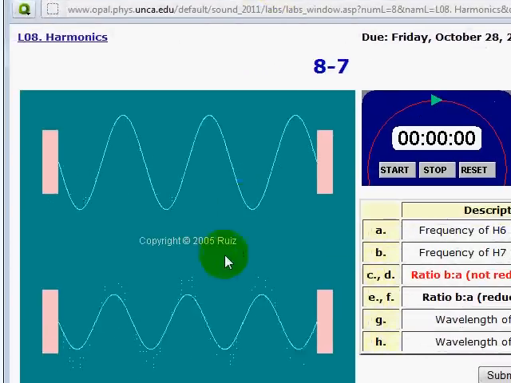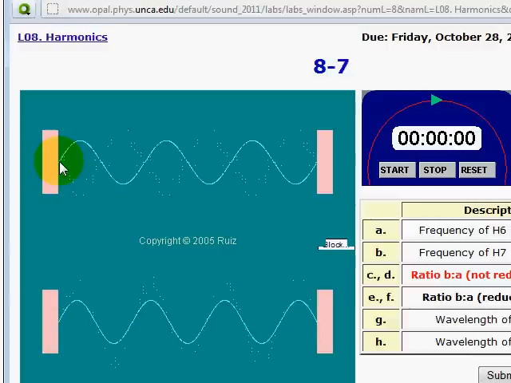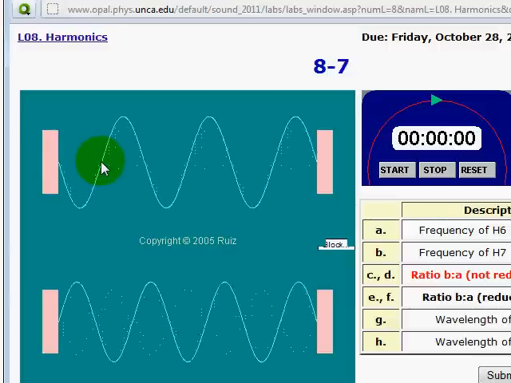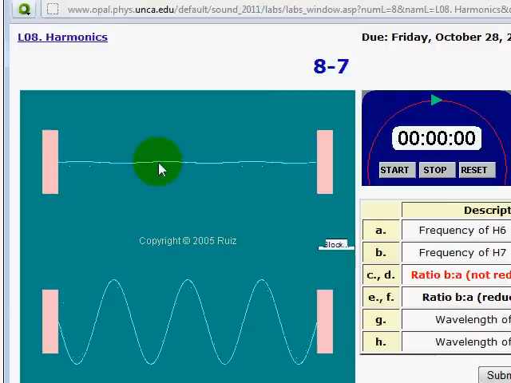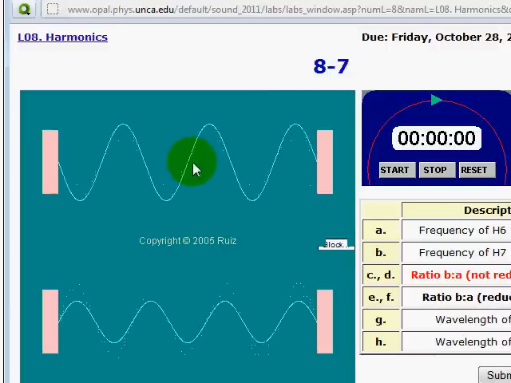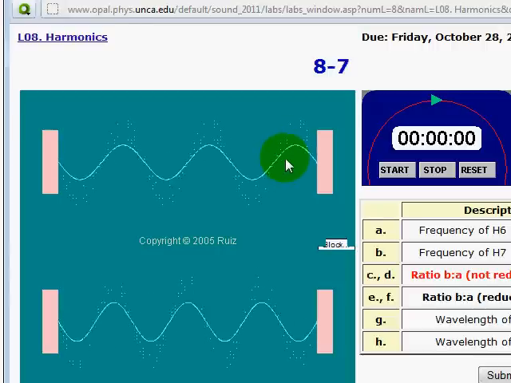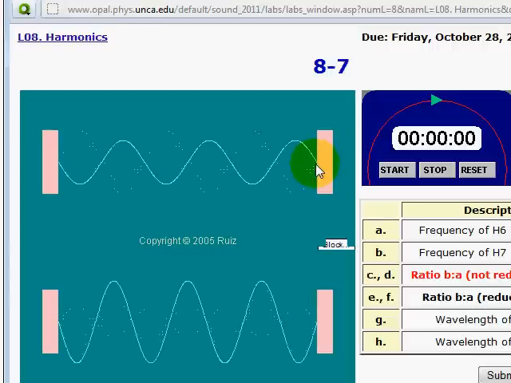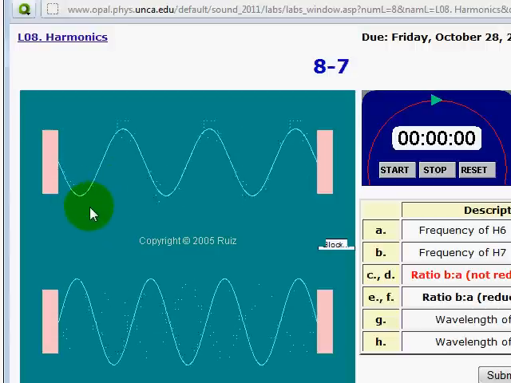So here, the points that don't move. This doesn't move, that's a node. There's a point here not moving, that's a node. There's a node, so that's the third one. And then there's 4, and then there's 5, and then there's 6, and then there's 7. There's 7 nodes. The antinodes are doing the maximum movement here.